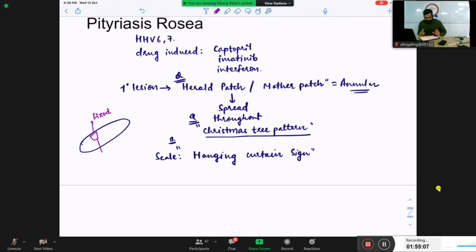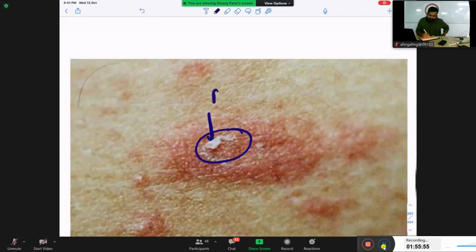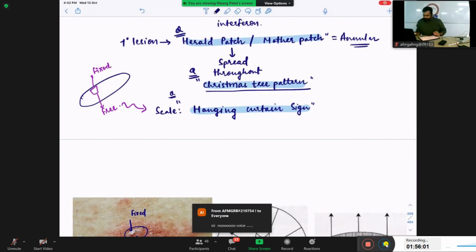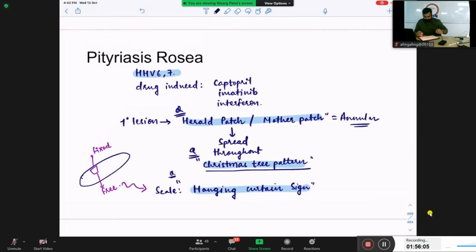Is hanging curtain. So it's fixed, right? In border is giving, okay.